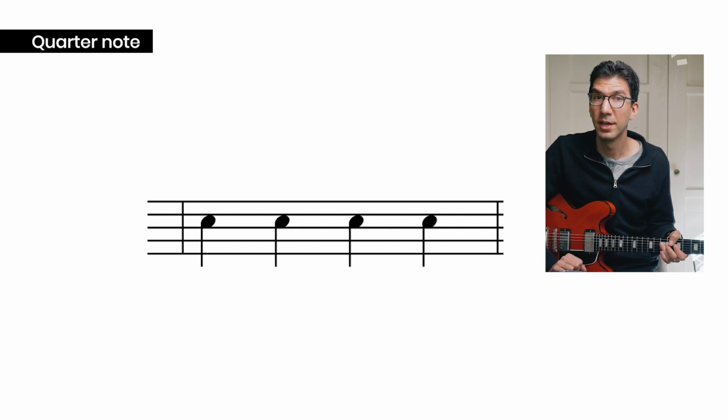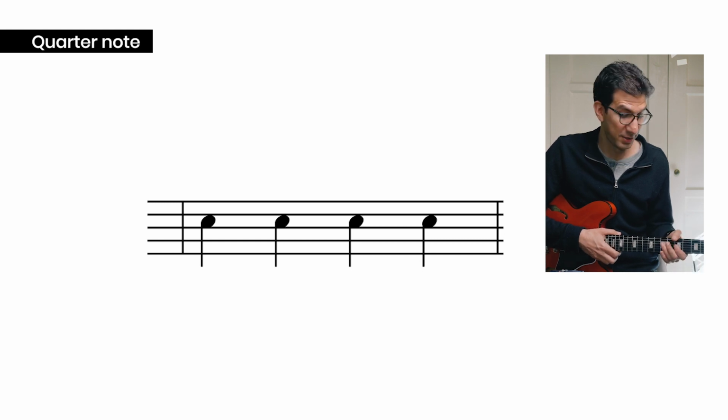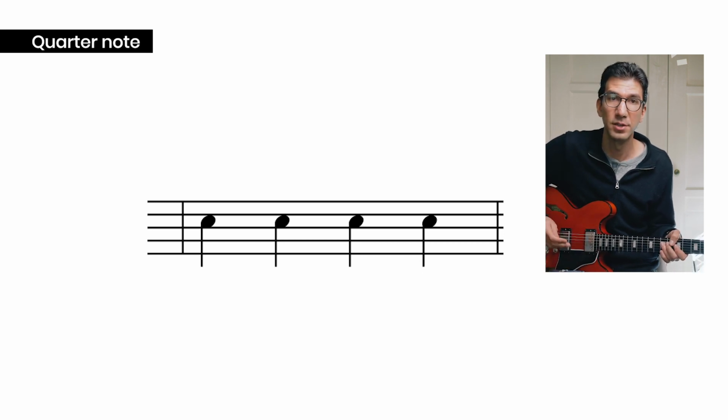A quarter note is 1/4 the value of a whole note, and in a measure of 4/4 time, a quarter note gets 1 beat. So you can think there are 4 quarters in a dollar, there are 4 quarter notes in a measure. 1, 2, 3, 4.